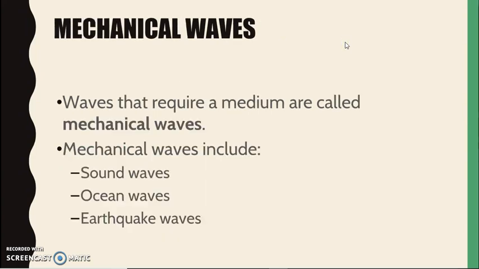So let's go into a little bit more depth about what I was talking about before, the two major huge categories of waves. So the first one is mechanical waves. These are waves that do require a medium. They cannot travel through empty space. So for example, sound waves, ocean water waves, earthquake waves, they all have to travel through something.